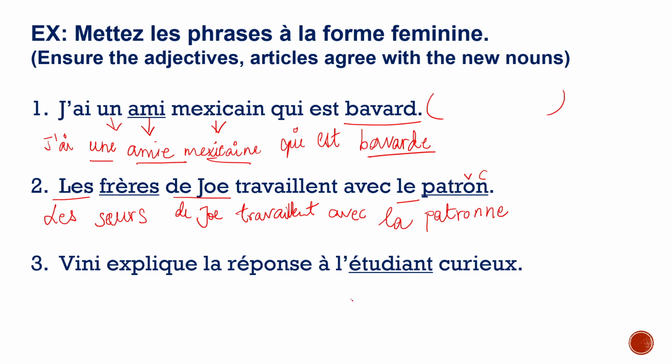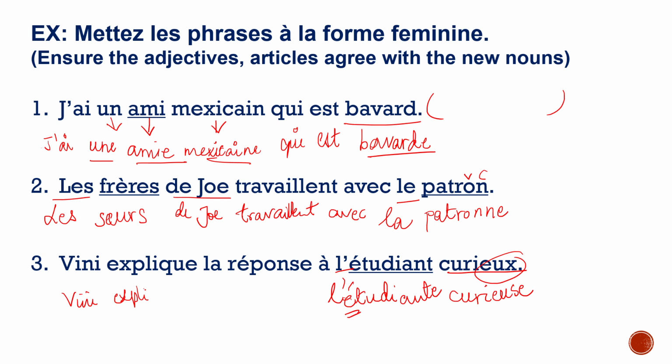Then what do you have to change here? Étudiant gets an extra e, so it will become étudiante. What else do you have to change? L apostrophe doesn't change because it's still starting with the vowel. Curieux, which is an adjective, will change. EUX becomes EUSE. The rest of it will remain the same. Vinny explique la réponse à l'étudiante curieuse. To the curious student.